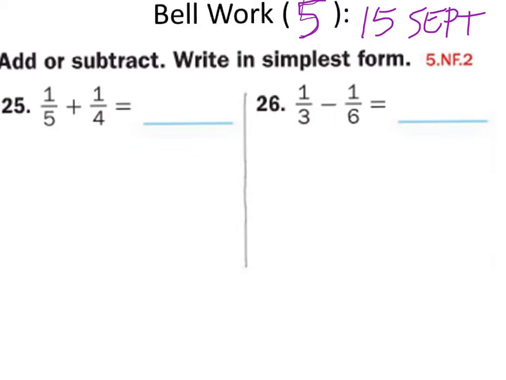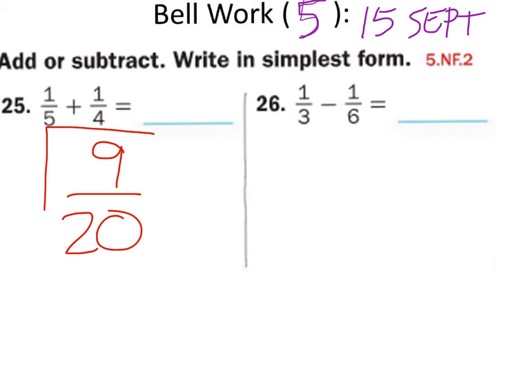Listen, you guys don't have to know how to do this yet, but in a few days you will. The answer to number 25 is... let's go with red. 9/20. If you got that right, give yourself a high five, not literally, figuratively, okay? I understand most of you just did it literally.